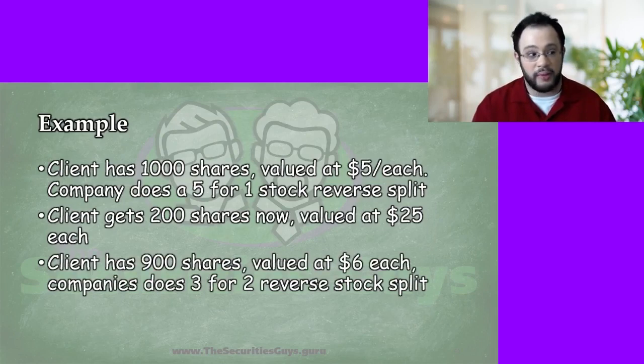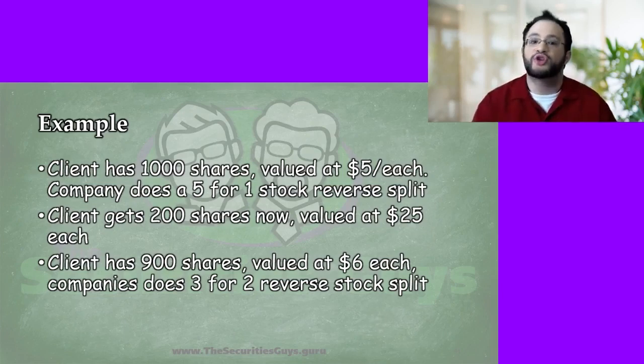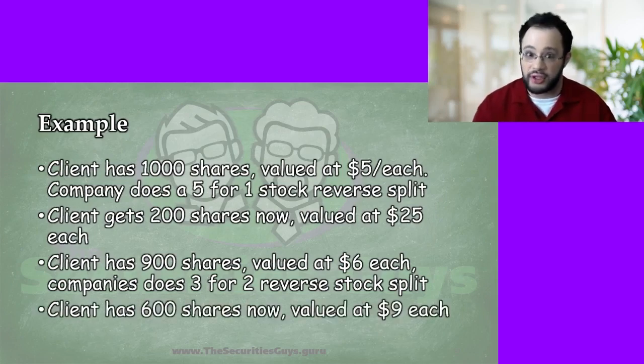If we want to talk about an odd reverse split, well, the client has 900 shares, valued at $6 each. Company does a 3-for-2 reverse stock split. That means we're multiplying by 2/3. We're not multiplying by 3 halves. We would do that if this was a split. With a reverse split, the smaller number is on top. 2 divided by 3 times 900. 2/3 times 900. We're going to find out that's 600. We flip it. 3 halves in this case times 6 is going to be $9 each share.